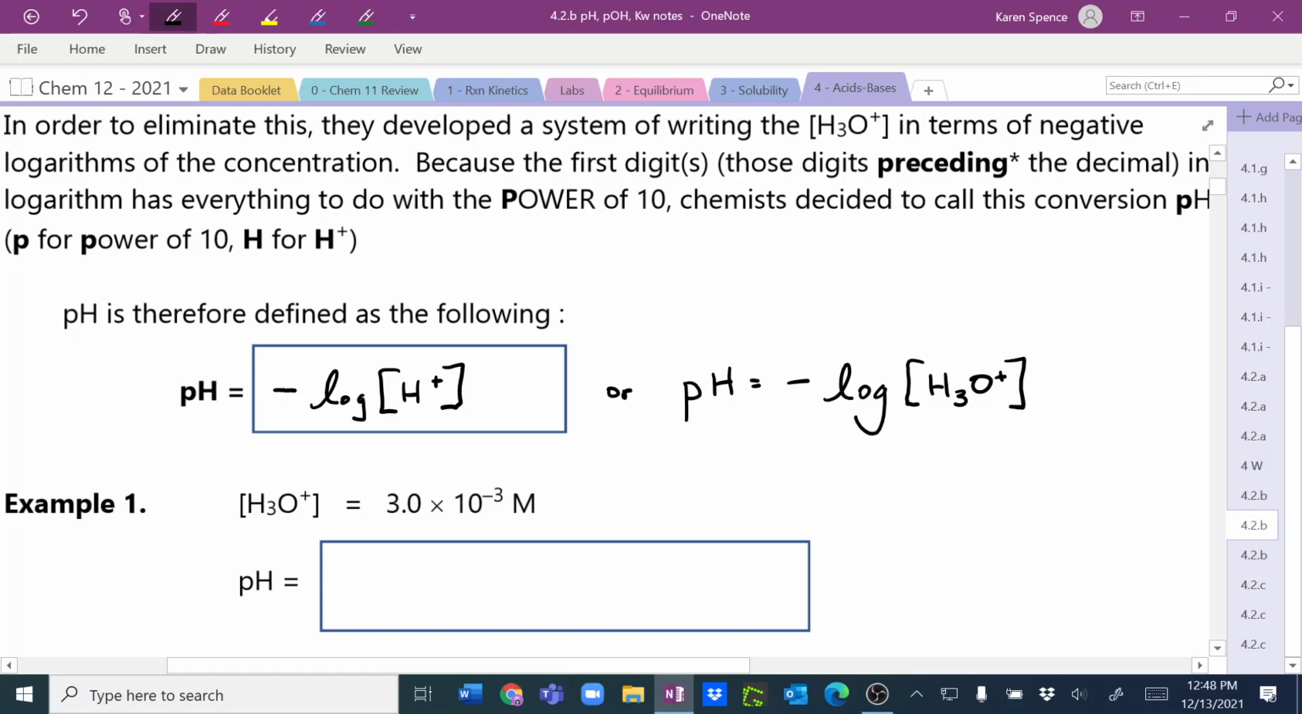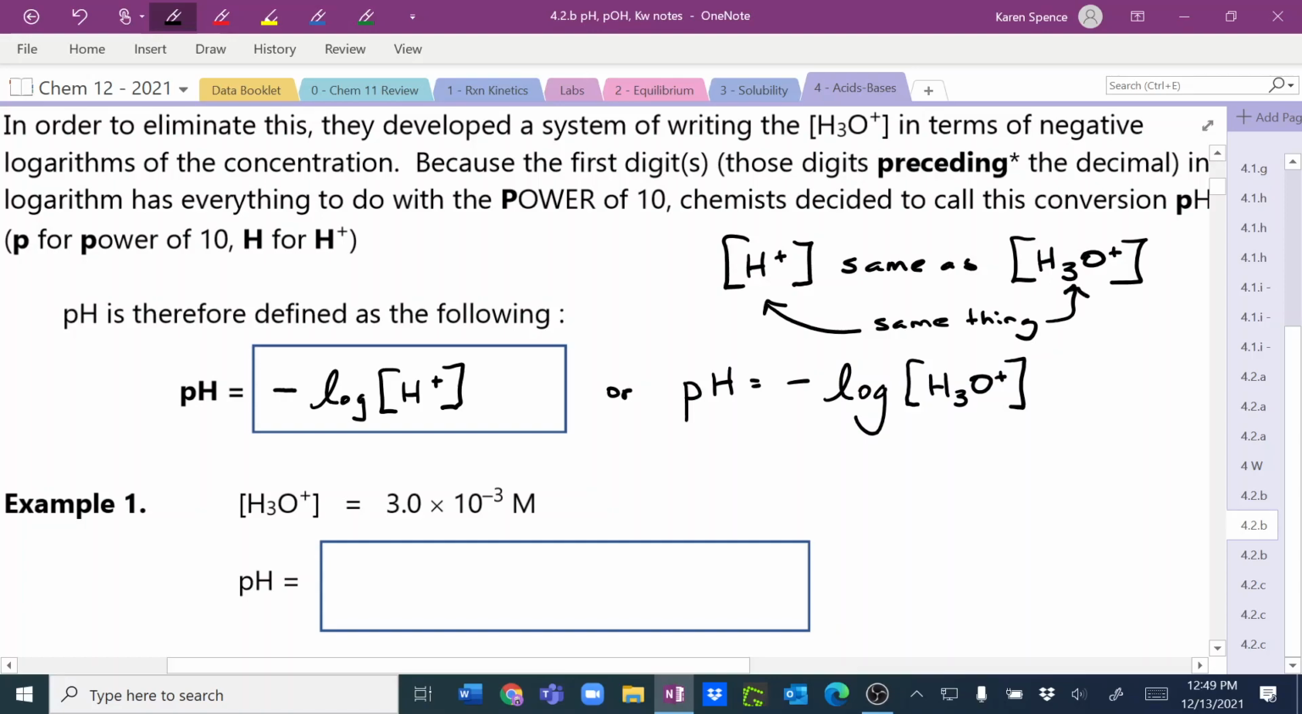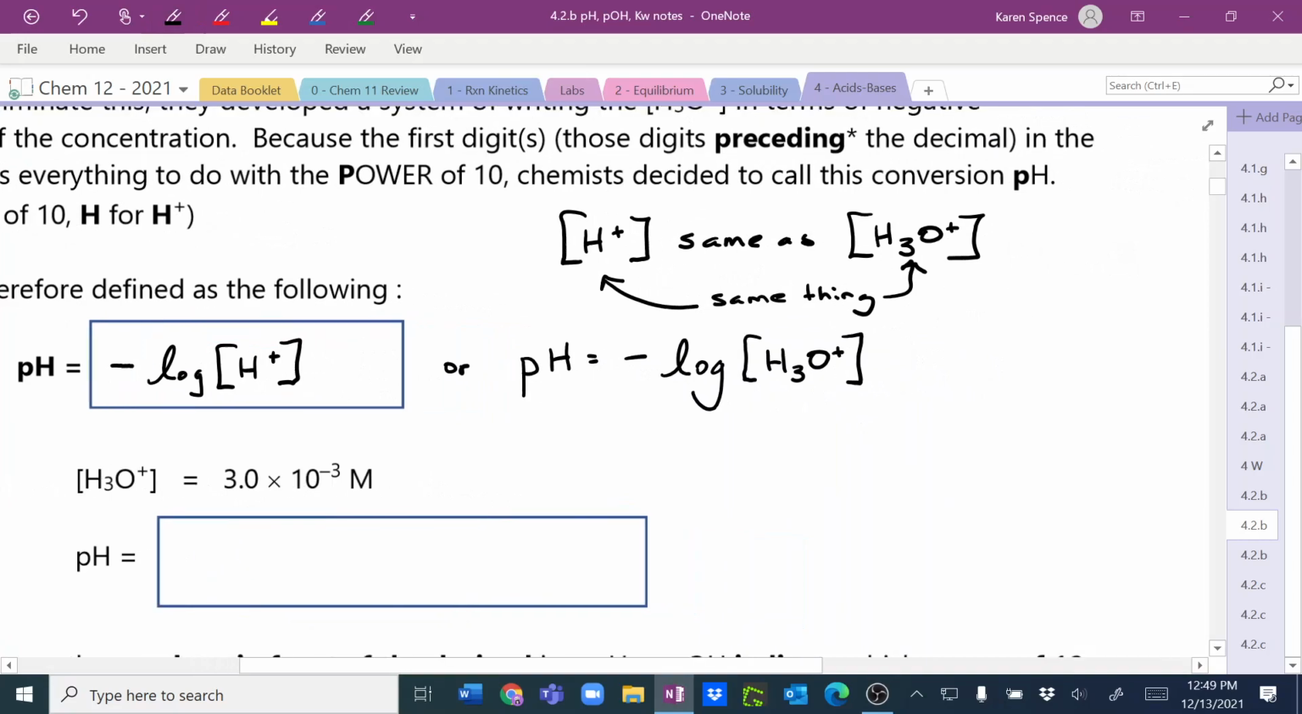So if you're not used to it yet, which maybe you're not because we haven't been doing it very long, get used to the fact that hydrogen is the same as hydronium. Yes, the two are equivalent. They are the same thing. Hydrogen is how we write it, like in short form. In reality, anytime you put hydrogen in water, what does it do?